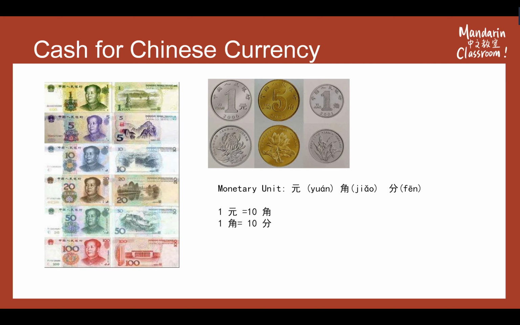But we have a smallest monetary unit. It's fen, but we don't have coins or cash for that anymore because it's useless. But you have to know that we have 3 monetary units: yuan, 角, and fen. Here 1 yuan equals 10 角 and 1 角 equals 10 fen. Okay, we have those 3 monetary units.